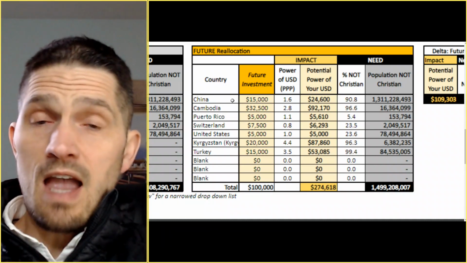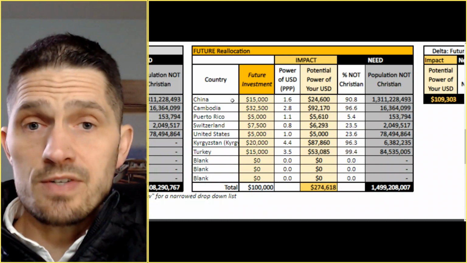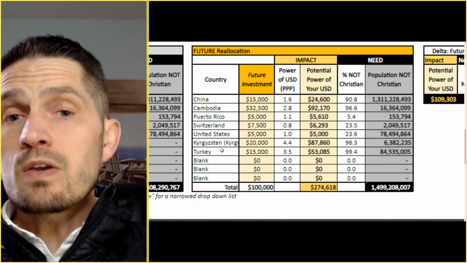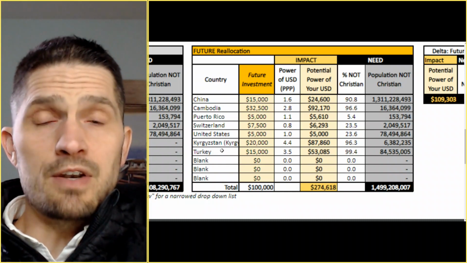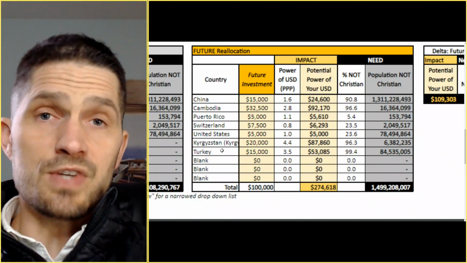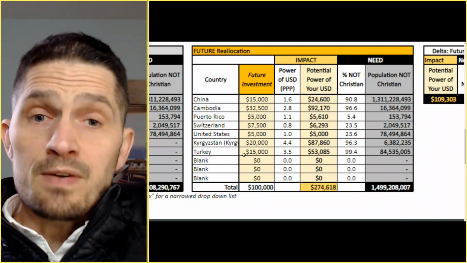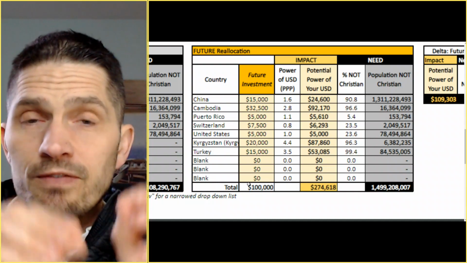So I have not deleted or removed any of these countries, but I've added two countries. Hypothetically, you could say it's because of certain skill sets that I have, or maybe people that I know and believe in that are there, and there's a high need and my dollars can go further in these countries. So all I've done, and my dollar amount of $100,000 has stayed the same, is shift money around.